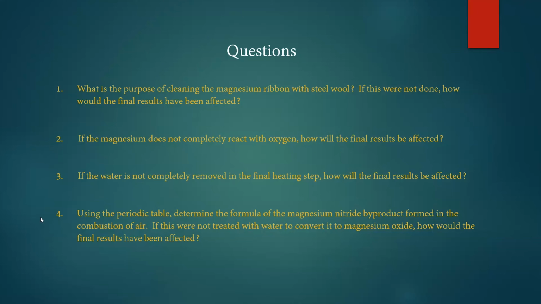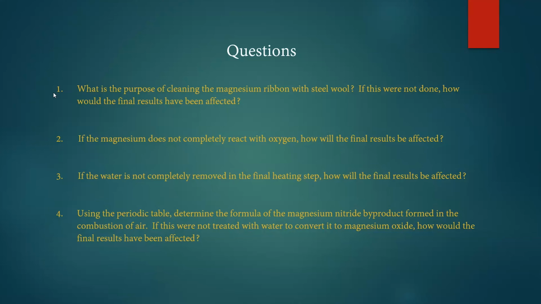Those masses are what give us the amount of magnesium and oxygen that allow us to calculate the empirical formula. So for each one of these, I want you to ask yourself, how is that going to change my final mass? Every one of these is going to cause that final mass of magnesium oxide to either be higher or lower than it should be.